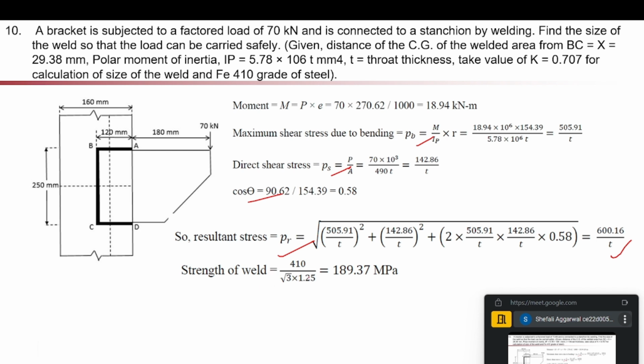So strength of weld is normally given by Fu upon root 3 gamma MW. This is our gamma MW, is it given anywhere?